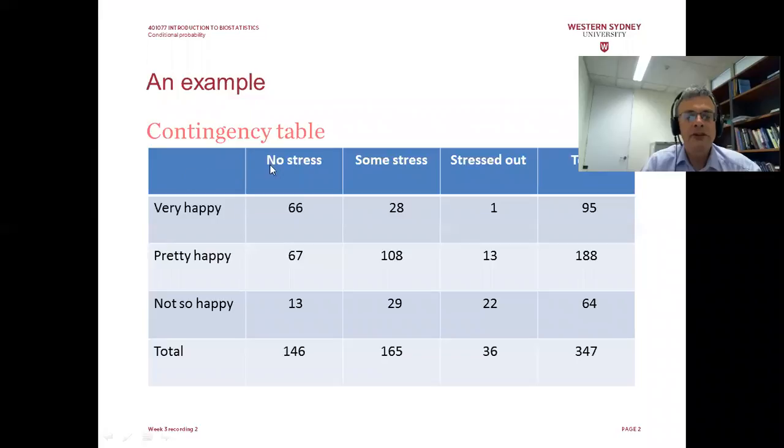And this time we've cross-tabulated the happiness variable against the stress variable, self-reported level of stress, and that's been categorized as no stress, some stress, or stressed out. Because both these variables are categorical in nature, we can describe the relationship between them using a contingency table. In this particular contingency table, the first cell tells us that 66 of the 347 students are both very happy and report no stress.